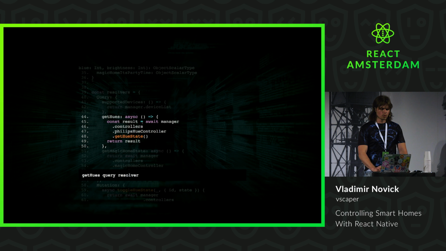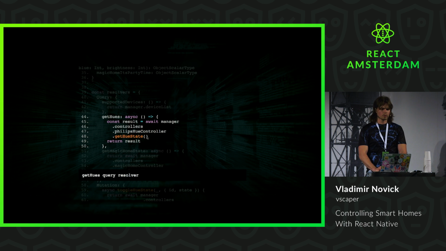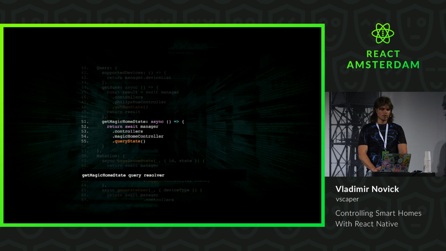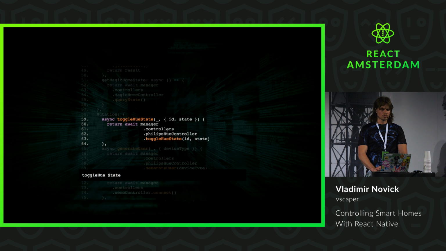Get hues, for example, works in the following way. We have the manager that we created at the beginning, by passing the configuration file. It has a controllers object. On the controllers object, we have 3 different controllers: Philips Hue controller, Wemo controller, and Magic Home controller. You will see in later queries the pattern is similar. You see I have get hue state, which is available in the Philips Hue controller. And for Magic Home, it's the same pattern: manager, controllers, Magic Home controller. So you see it looks pretty much the same.